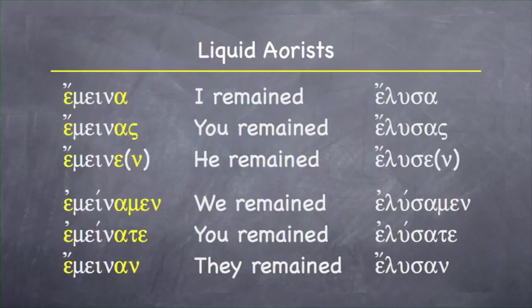So take a look at the paradigm. Emena, emenas, emena with a nu movable, emenamen, emenate, emenan. And when you compare them to a non-liquid first aorist, you can see that they're just the same thing. In the appendix for BBG, there is a list of all the liquid verbs, so you may want to go take a look at them. You don't know all of them now, but you may want to go take a look at it and look at the patterns, just to make sure they make sense to you, okay?